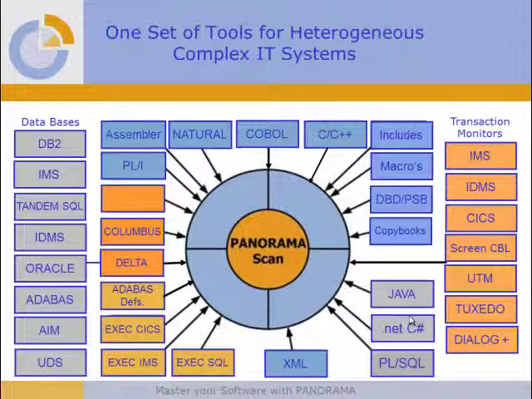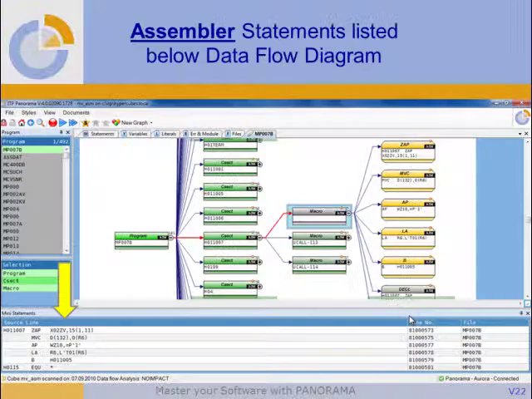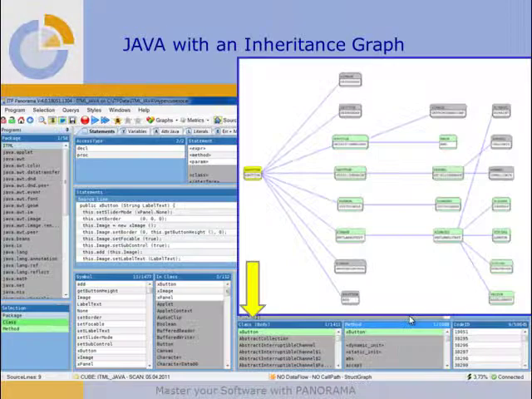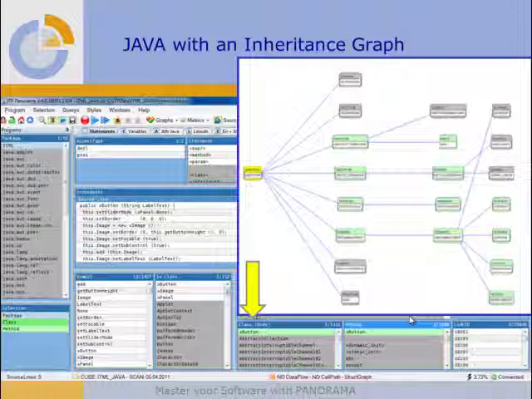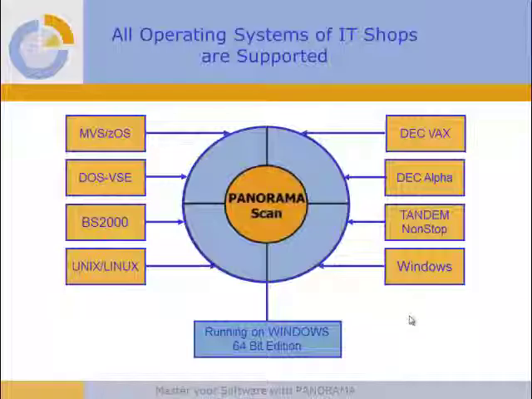All common program languages, databases and transaction monitors are supported with ITP-PANORAMA. This here is an example of a flowchart in an assembler program. This is an inheritance graph in a Java program. ITP-PANORAMA supports also all relevant platforms.